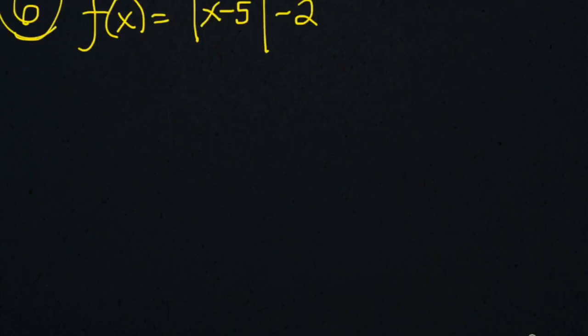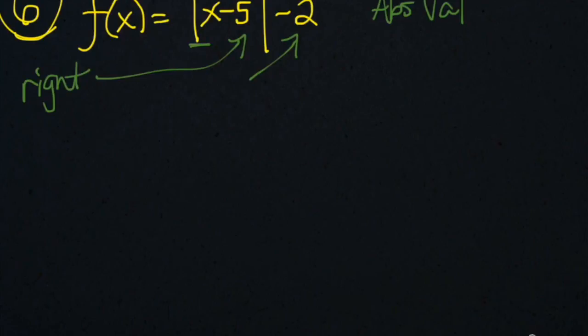Alright, number 6. Number 6, I have absolute value bars. Okay, so I know it's an absolute value function, and I have 2 transformations. The one on the inside is my left and right. I have to do the opposite of the sign, so it's going to go right 5. And the one on the outside is my up and down. It's negative, so we're going to go down. Let's go ahead and draw the graph.